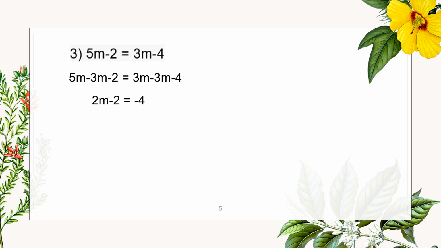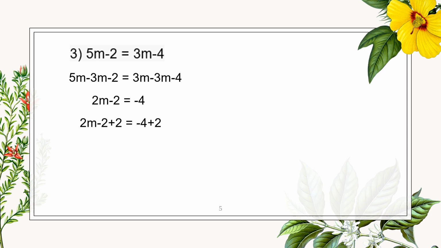Okay, this time, we have 2m minus 2. So we need to just have the letter on the left side. But since there is minus 2, we need to eliminate it. To eliminate minus 2, we should add 2 so that it will become 0. And so, we add 2.